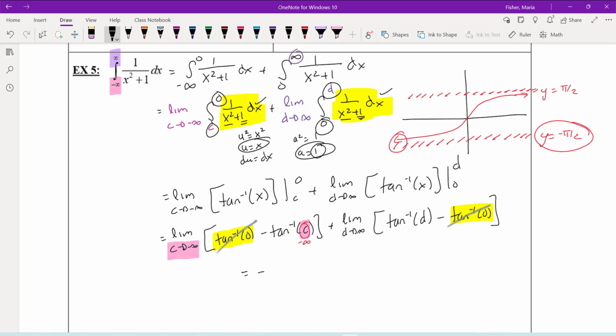So this is equal to the negative of negative pi over 2. And then, if you're looking at d approaching infinity, the inverse tangent of infinity, when you're approaching infinity, you're approaching positive pi over 2, so that's plus pi over 2. So you have the negative of negative pi over 2 plus pi over 2, which is just equal to pi. Since the limit exists and it's equal to pi, that means that your integral converges.